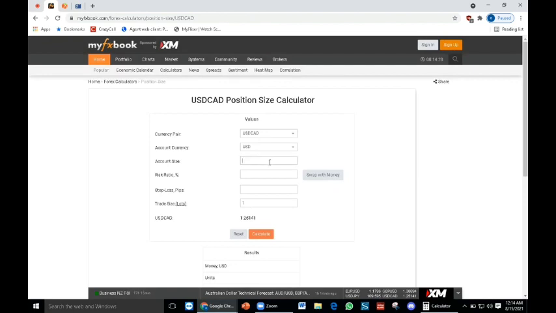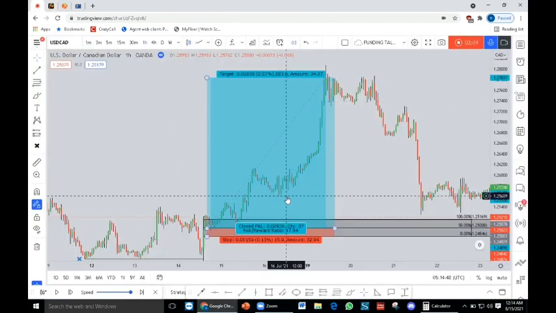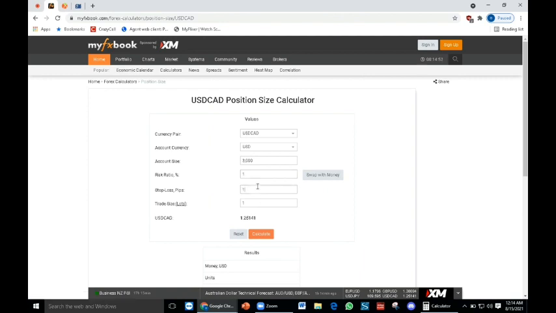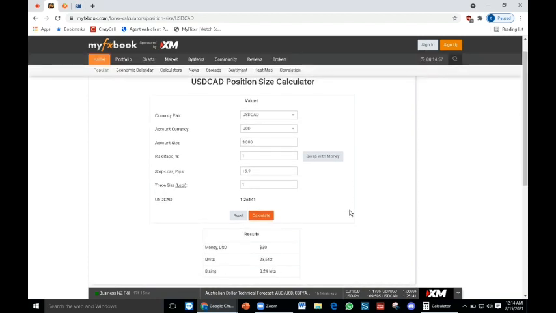and then the account size. Let's say we're working with a $3,000 account. All right, and then we can either risk money or we can risk by percentage. Now, they say 1% of your account is good. I like to use money because sometimes my money risk is better than the percentage. So let's do an example of 1%, and the stop loss, as I mentioned, is 15.9 pips, almost 16 pips. We calculate, and it tells us to use 0.24 lots to risk 1% of the account.